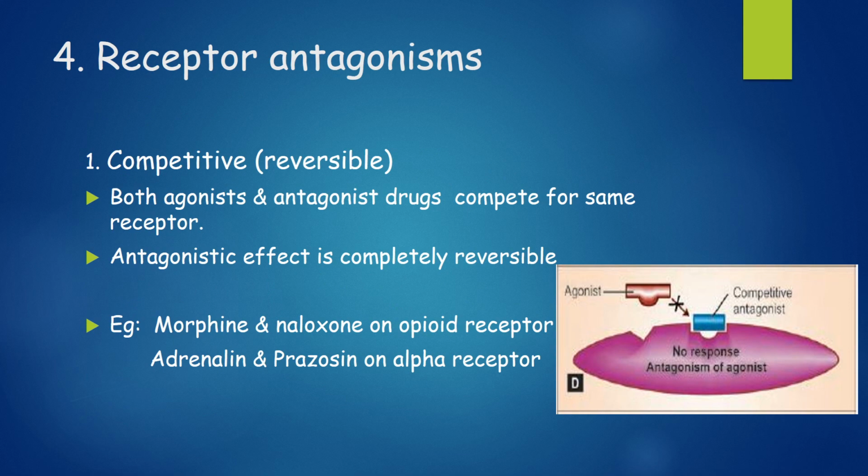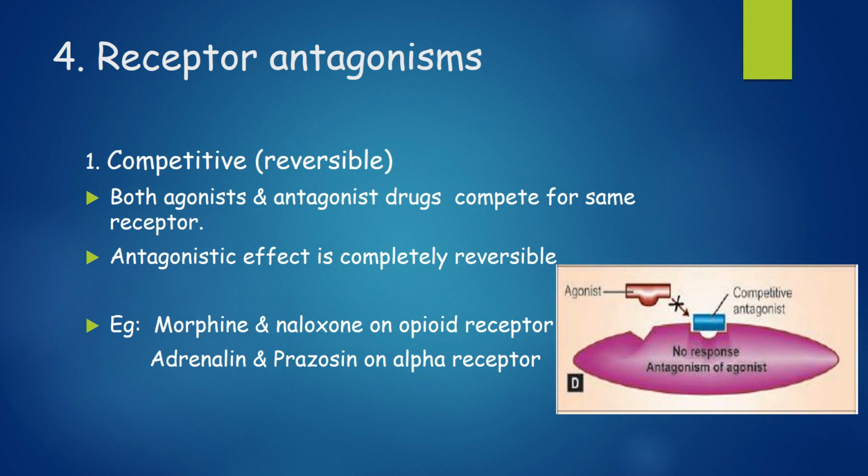Next is receptor level antagonism. In receptor level antagonism, there are mainly three types. First one is competitive antagonism or reversible antagonism. Here both the agonist and antagonist drugs compete for the same receptor.